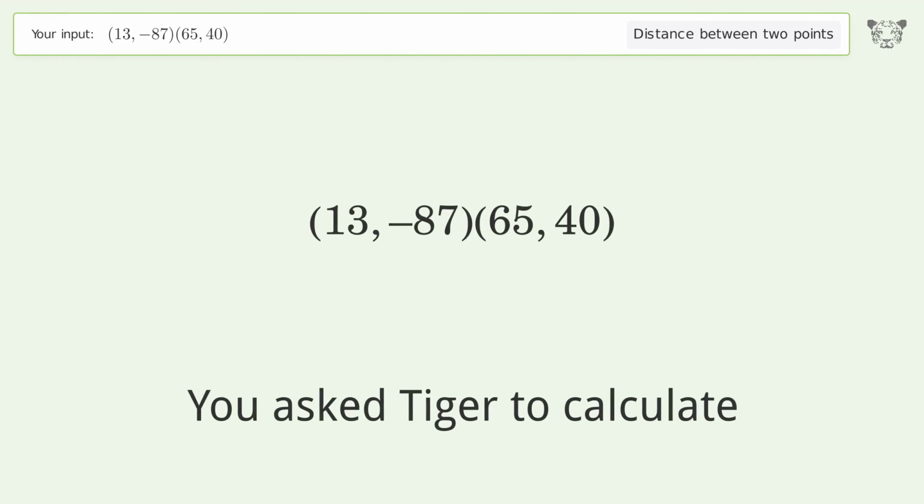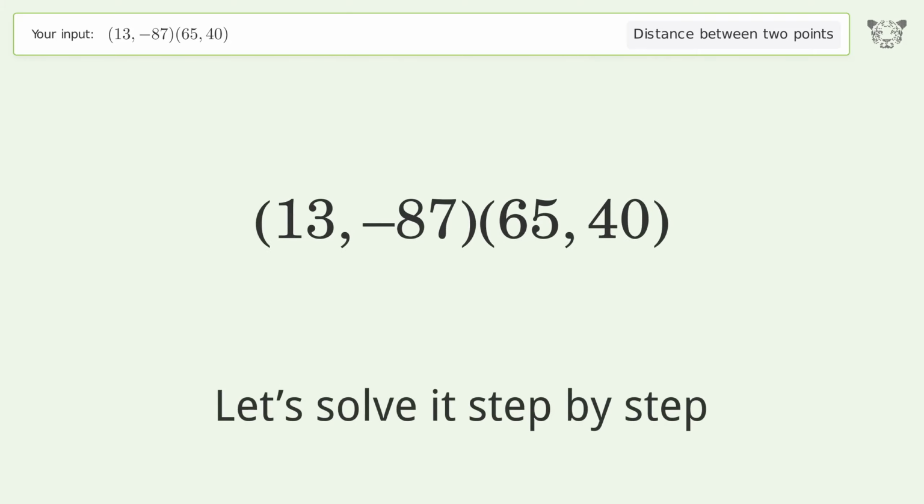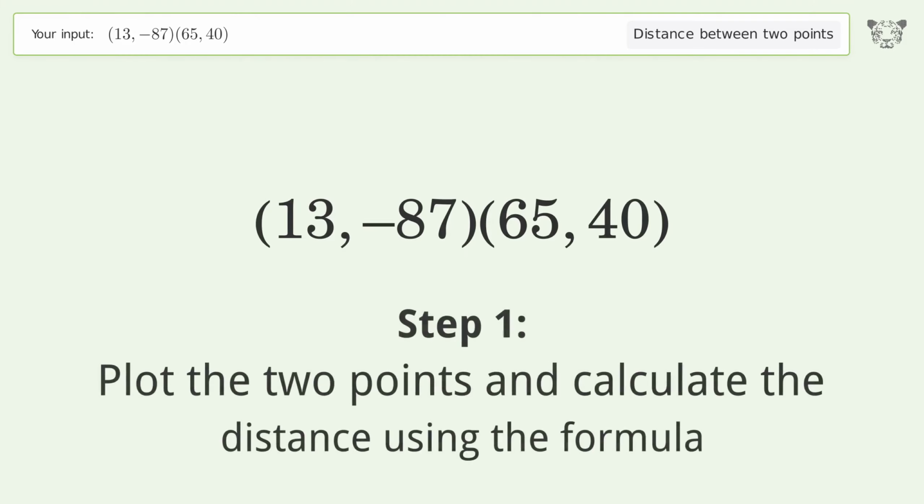You ask Tiger to calculate. This deals with the distance between 2 points. The distance between the 2 points is the square root of 18,833, or 137.233. Let's solve it step by step. Plot the 2 points and calculate the distance using the formula.